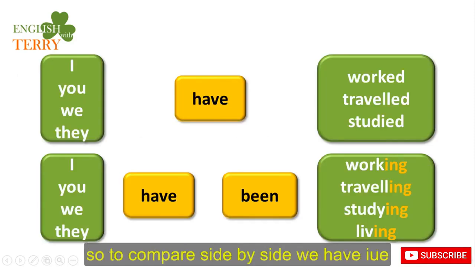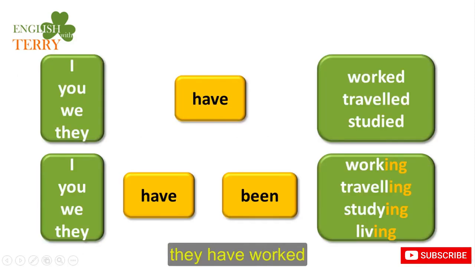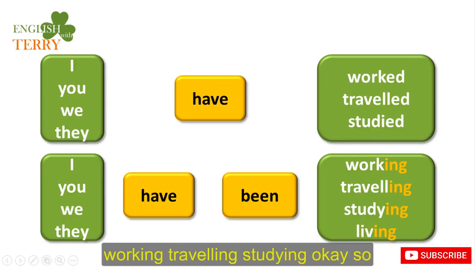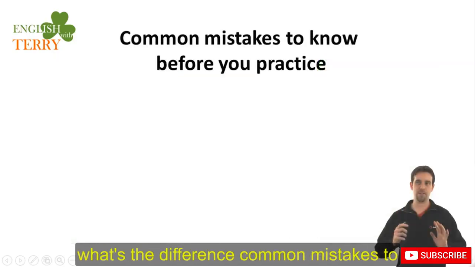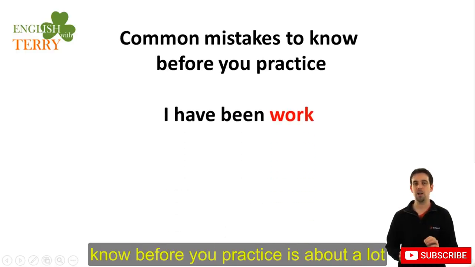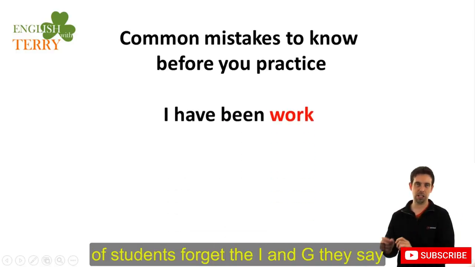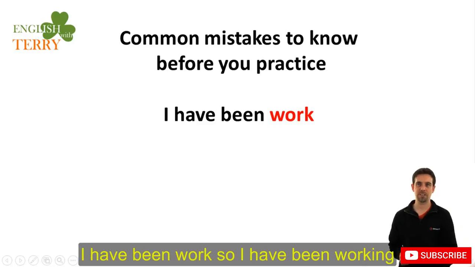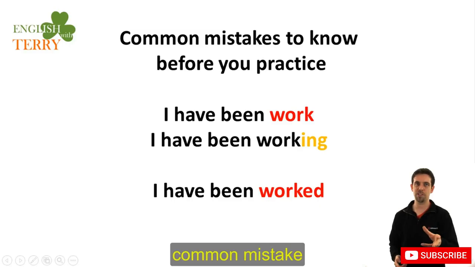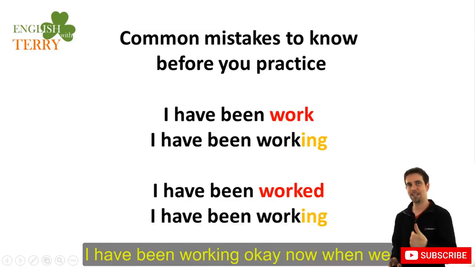So to compare side by side, we have I, you, we, they have worked, traveled. But the next one is I, you, we have been working, traveling, studying. Okay. So what's the difference? Common mistakes to know before you practice: a lot of students forget the ing. They say I have been work. So, I have been working, or I have been worked. This is another common mistake. I have been working. Okay.